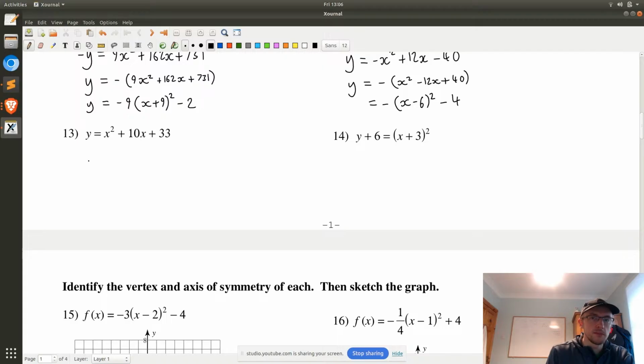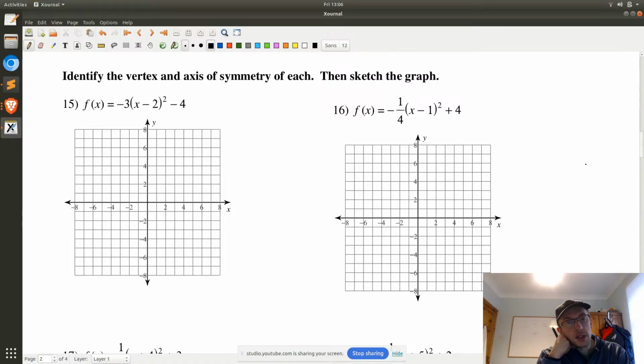Here, complete the square. So we get x add 5, we'll square that out. So we get x squared add 10x add 25, and we need 33, so add on 8. And here, take off 6 from both sides. So there's vertex form.